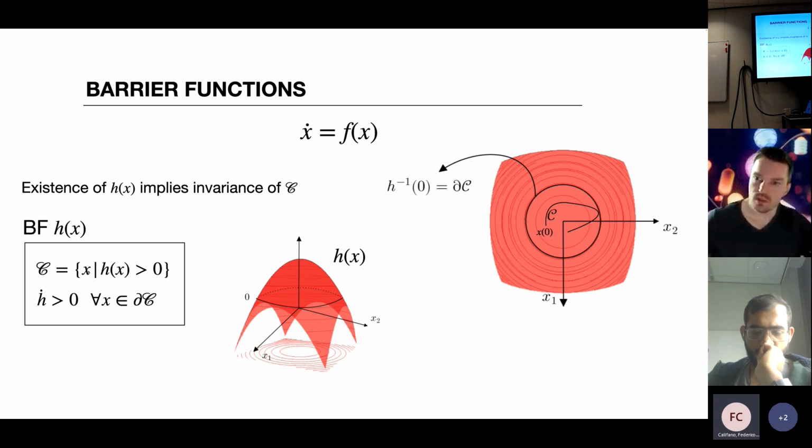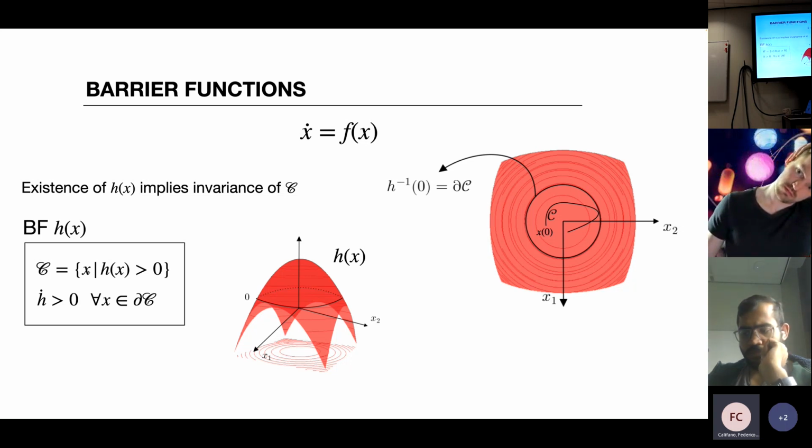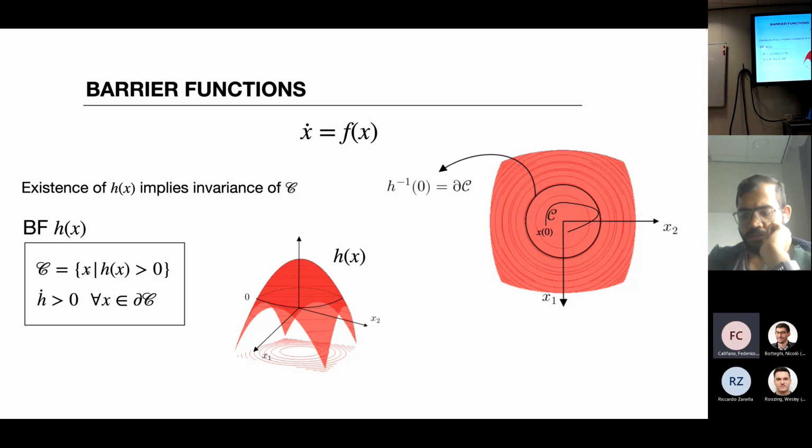We have to check invariance of this safe set. We don't care about what happens here. We just want that the system does not leave the set. It's not because we have a control, it's just analysis. If the system is such that at the moment in which we touch the boundary of the safe set, the h dot is greater than 0, and given the way the function is built, that means that the state goes back to the interior of the safe set.